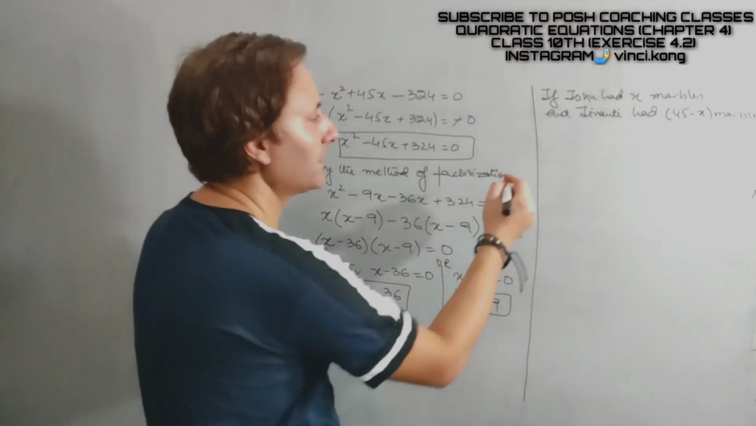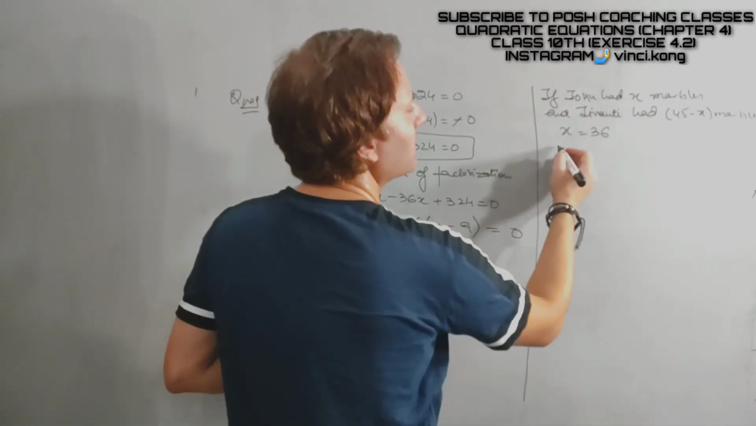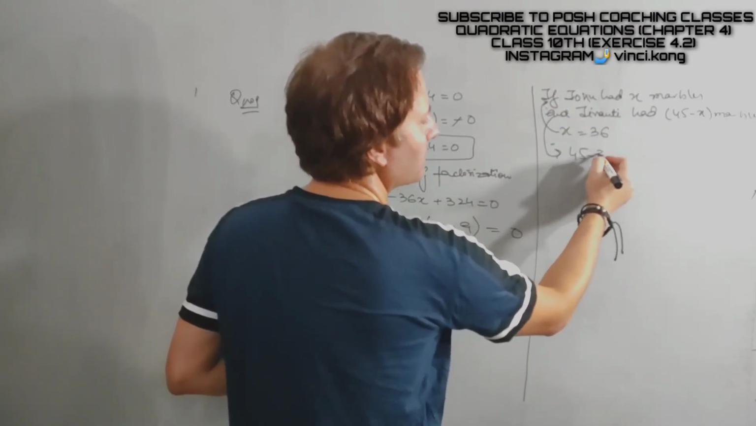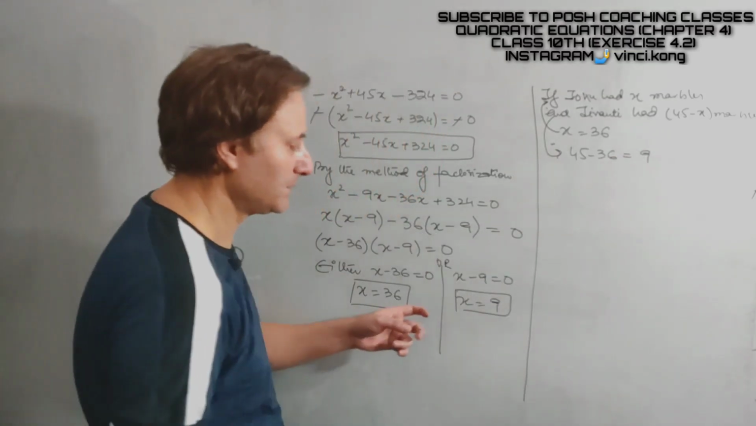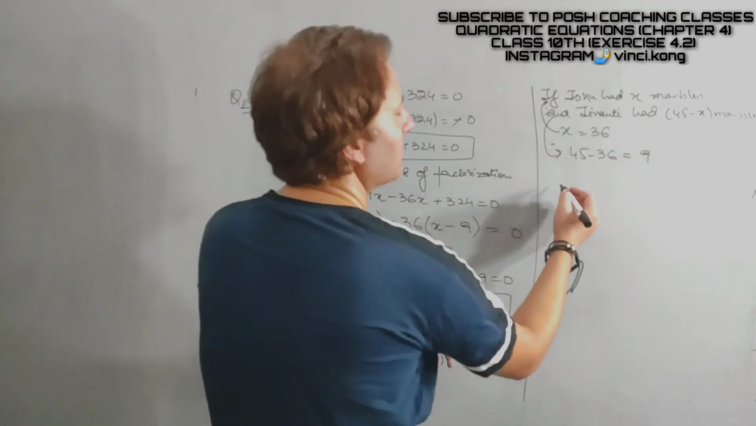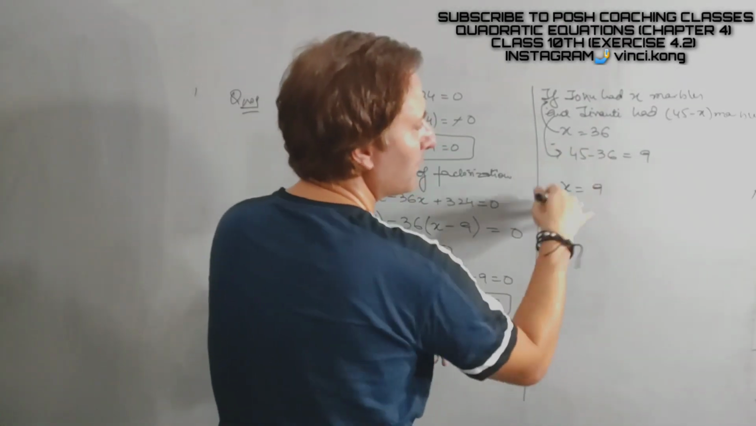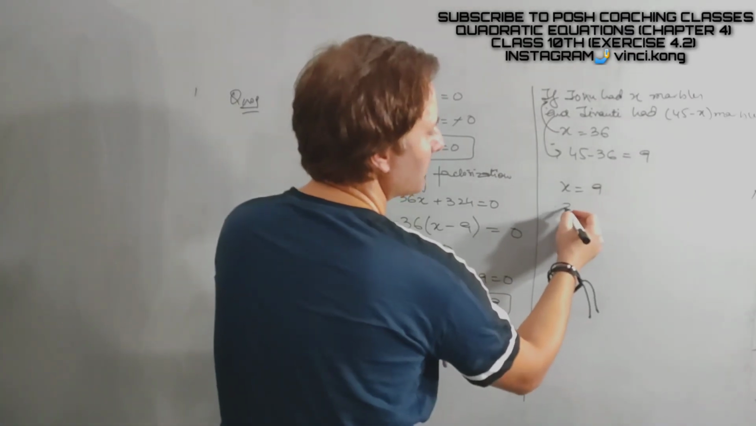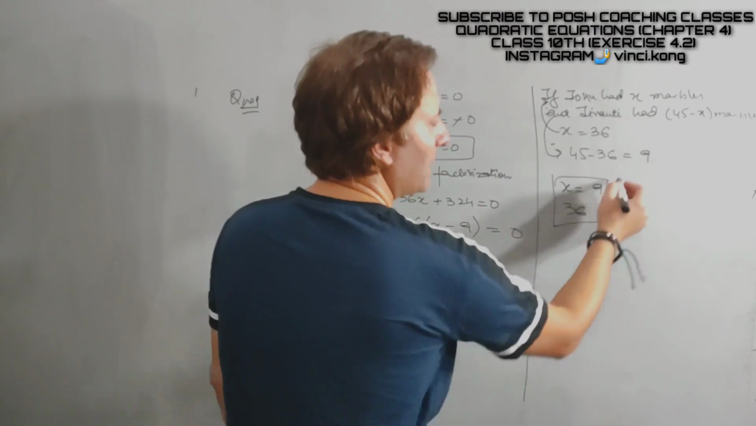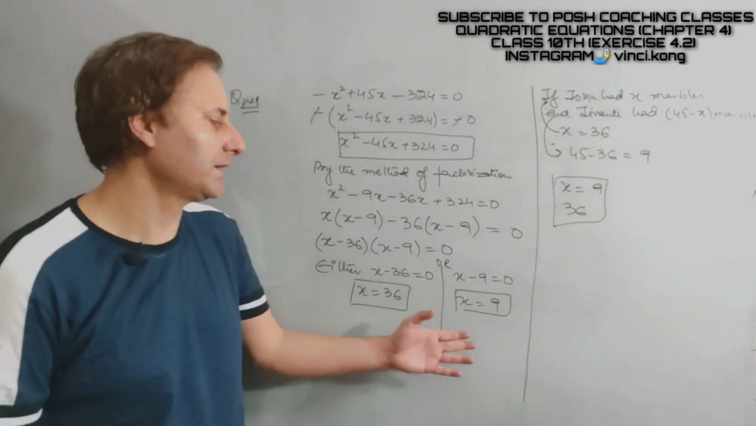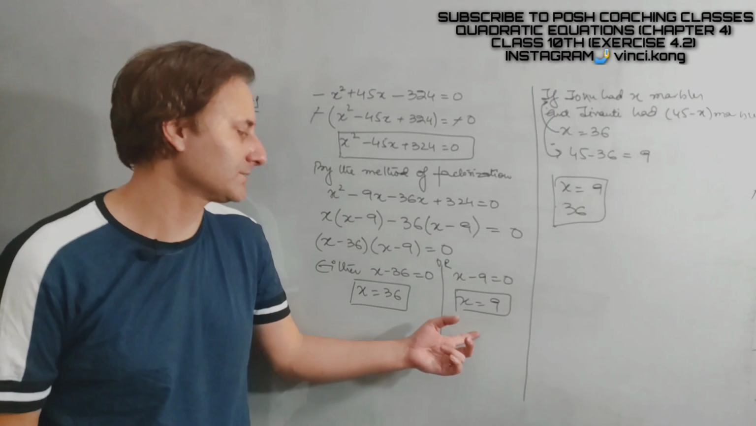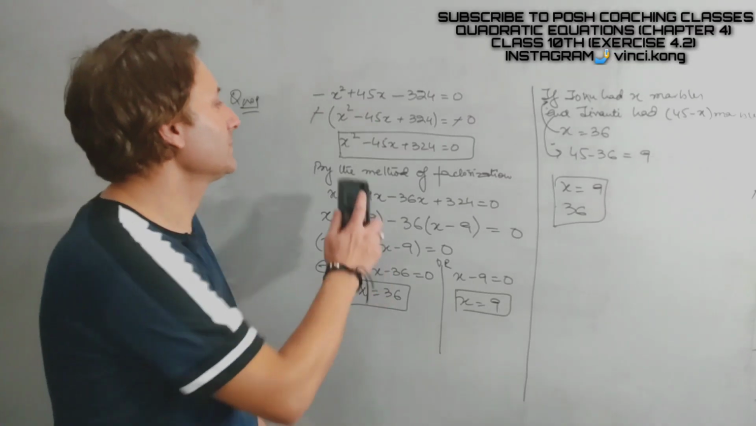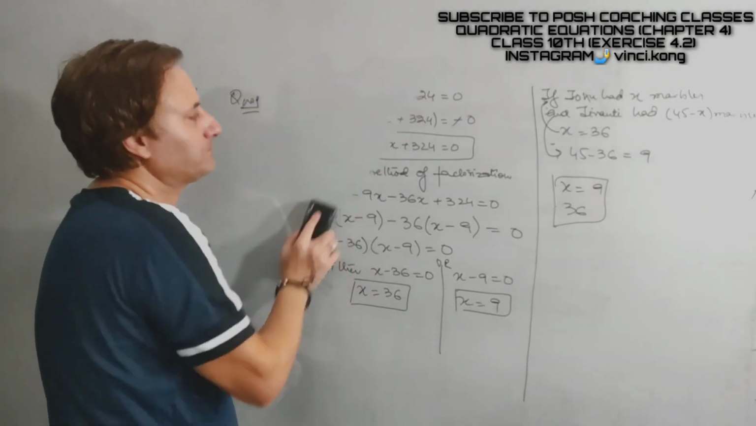So here, if I take x equal to 36, then John will have 36 marbles and Jivanti will have 45 minus 36, that is 9. Similarly, if I take this as x, John will have 9 marbles and Jivanti will have 45 minus 9, that is 36. Either of the things is correct, so you can write it like x is equal to 36 and x is equal to 9. So this finishes question number 2, the first part.